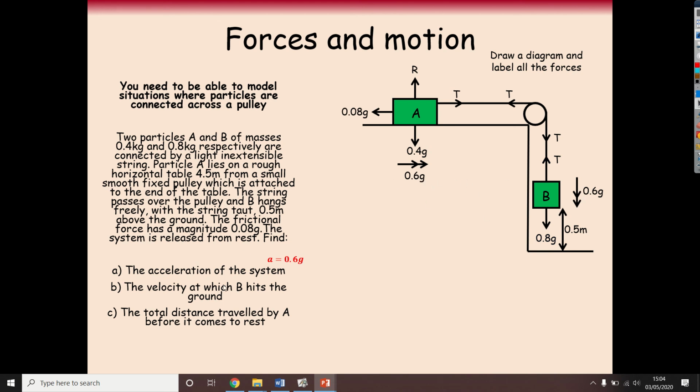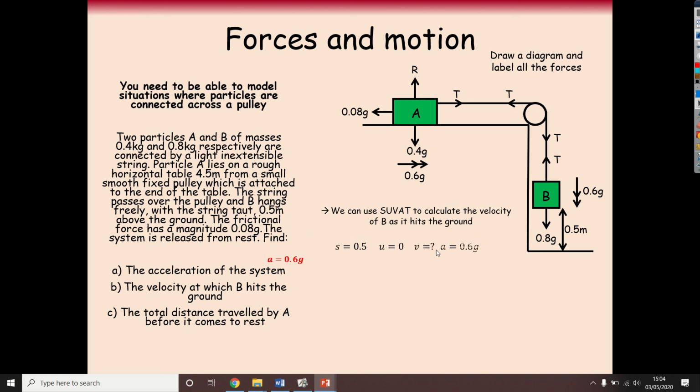I want the velocity at which B hits the ground. Okay, velocity implies we're going to be using SUVAT. So we can do everything on the particle B. We're told the height to the ground, 0.5 meters. Resolving downwards as well, if we can. u is 0 because again released from rest. Make sure you're looking out for these in the big paragraph.